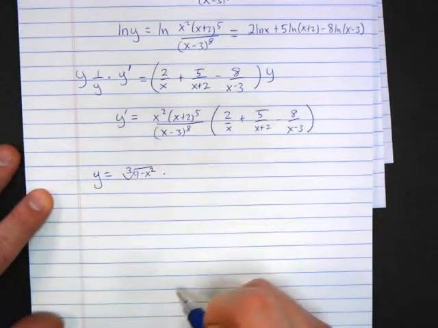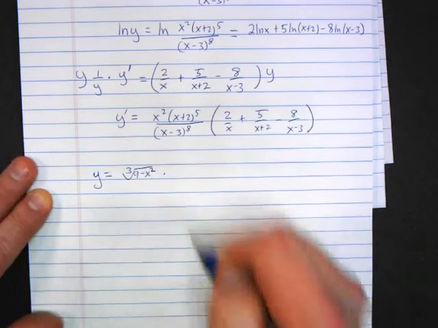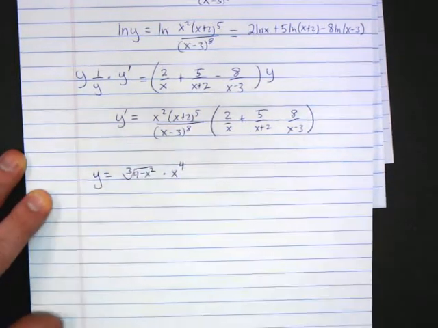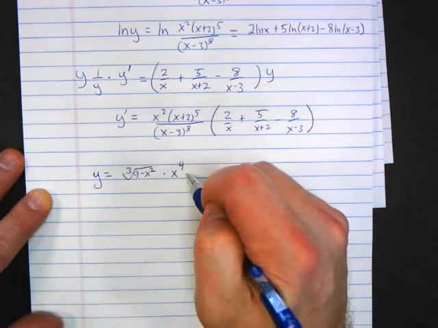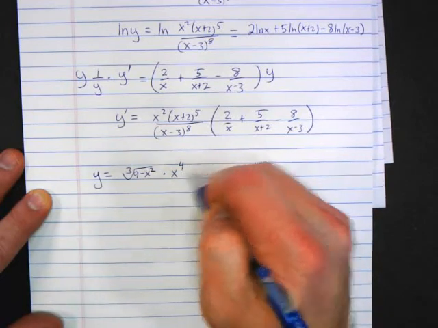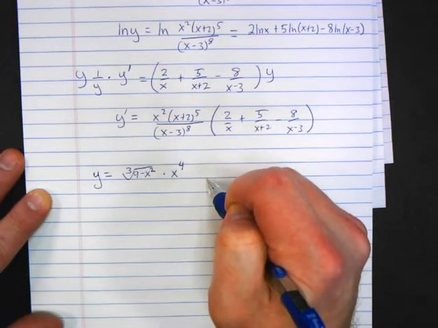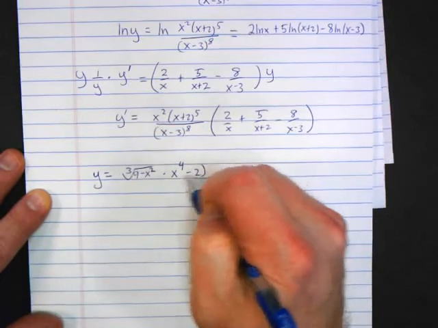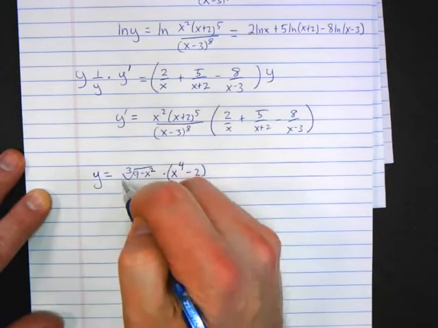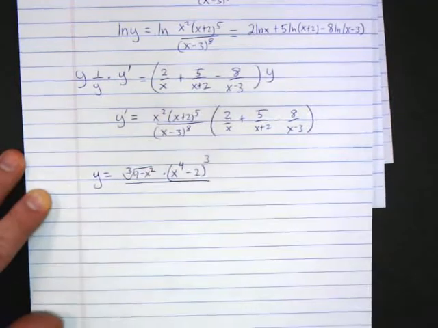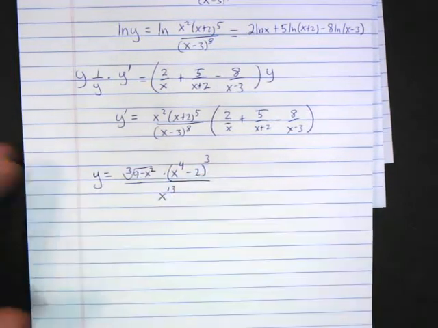Times x to the fourth. x to the 40th. No, I'm just kidding, x to the 4th. Although 40th wouldn't really matter. x to the 4th minus 2, inside a parenthesis. I don't know. Sure. Yeah. All right. To the third. All right. And then let's divide by something. 13x. How about x to the 13? Yeah.